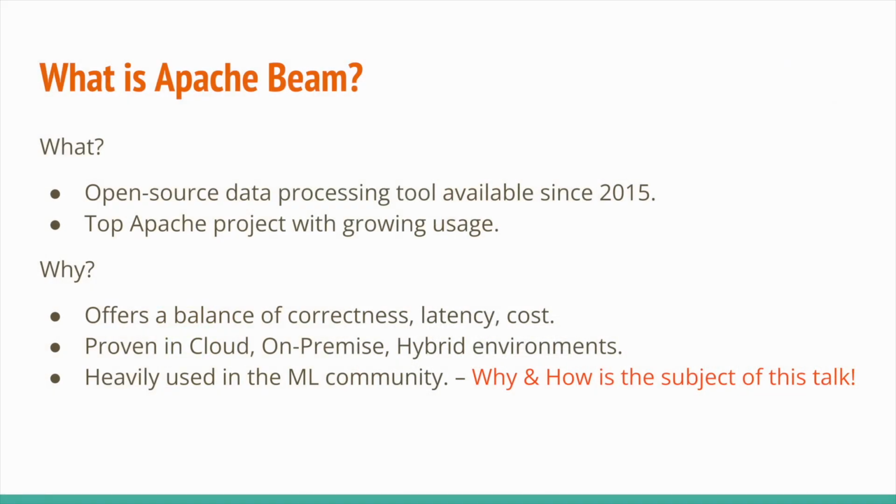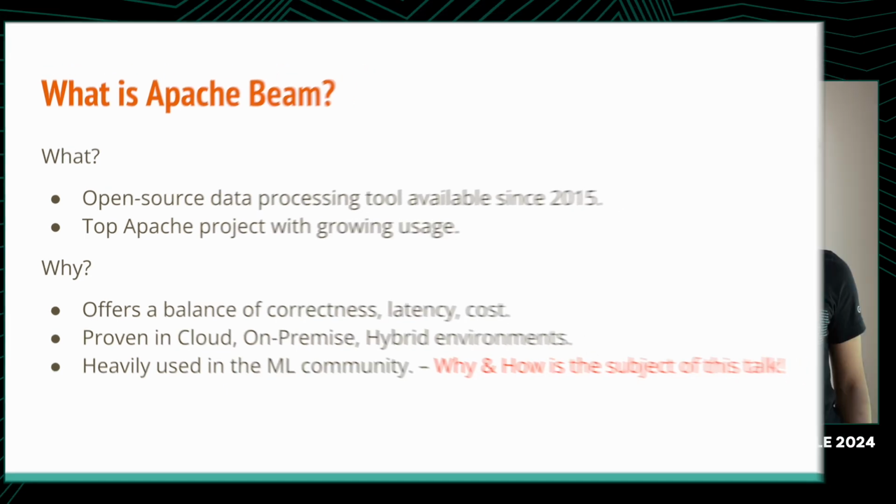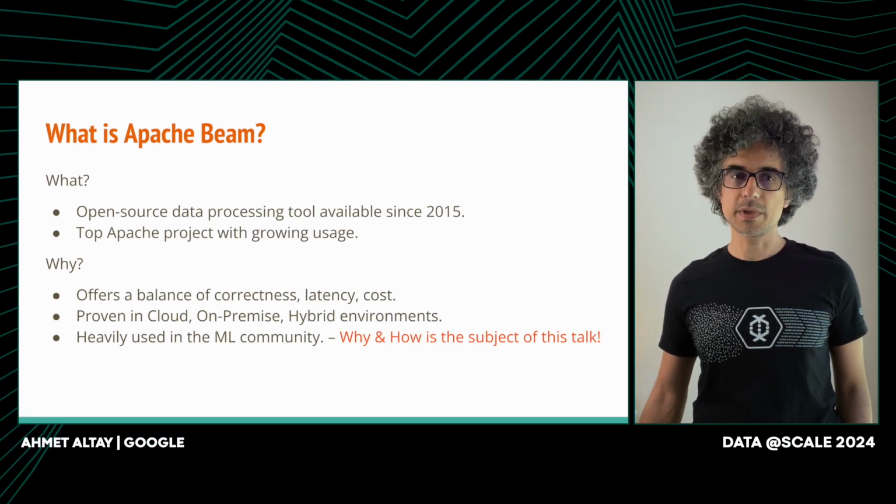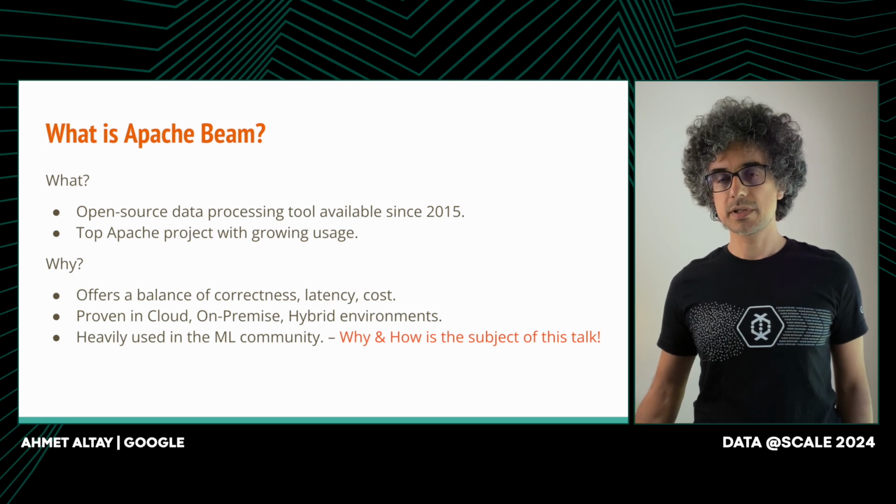What is Apache Beam? Apache Beam is a data processing framework. It's open source, it's part of the Apache Software Foundation, and has growing usage. And why is it relevant to this community? Because it offers a balanced view of correctness, latency, and cost, and at the same time it has proven itself in cloud, on-premise, and hybrid environments. It also has been heavily used in the machine learning community, and we will talk more about this in this talk.